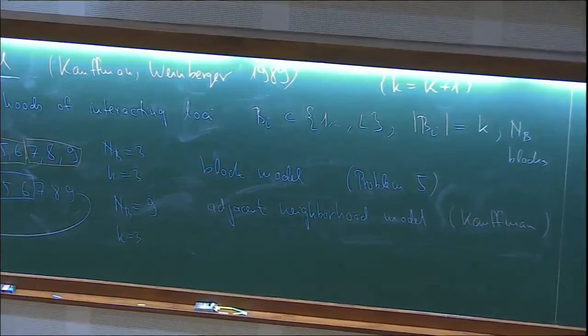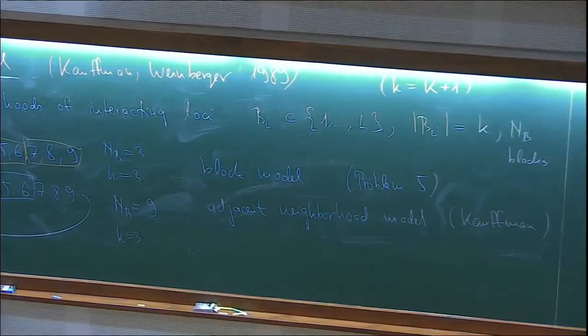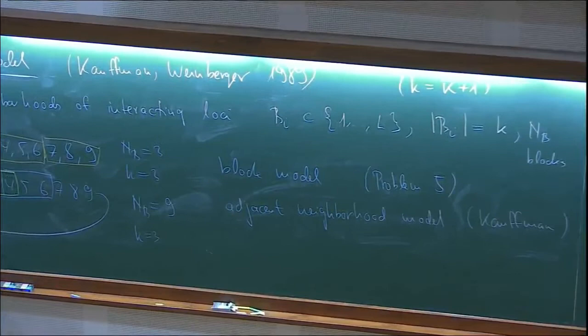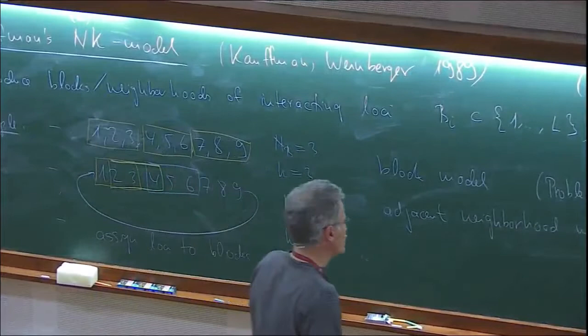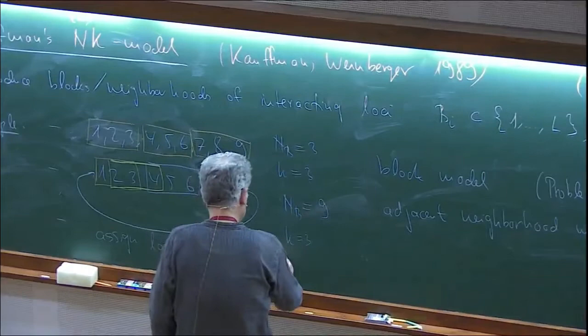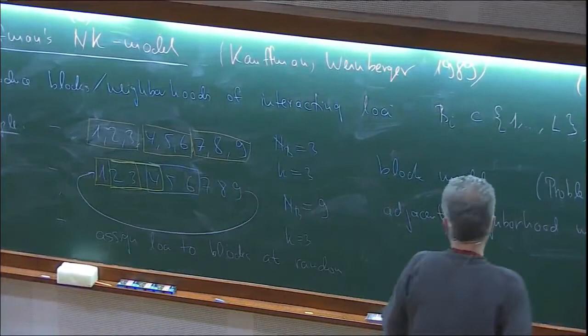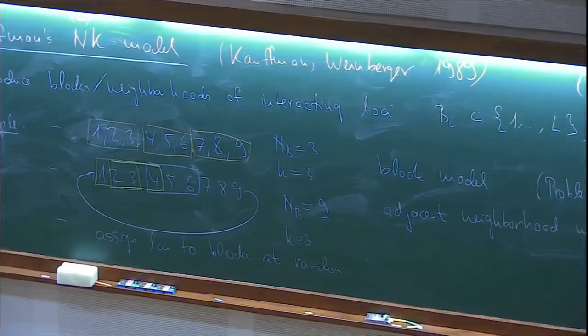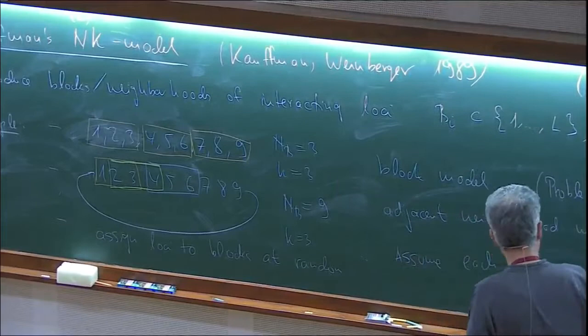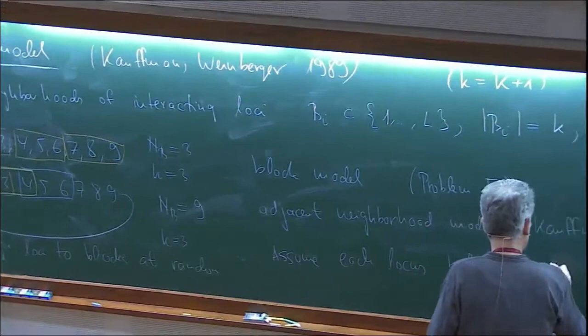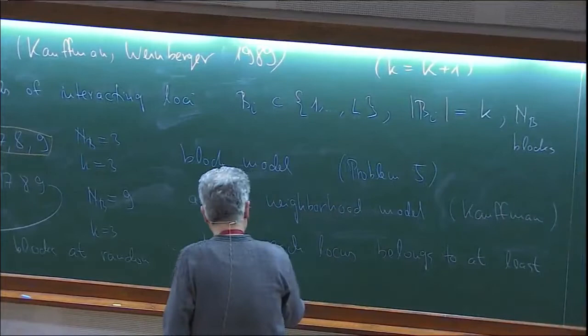I could just choose the blocks at random, right? That would be random. So we could just assign loci to blocks at random. And essentially in the original work of Kauffman, they considered mostly the adjacent and the random model. But here we will make one additional assumption, which is that each locus belongs to at least one block. Okay, so if some locus doesn't belong to a block, it wouldn't influence the fitness. So we're going to assume that each locus belongs to at least one block. Okay, is that clear?